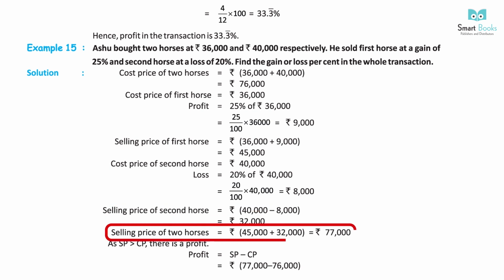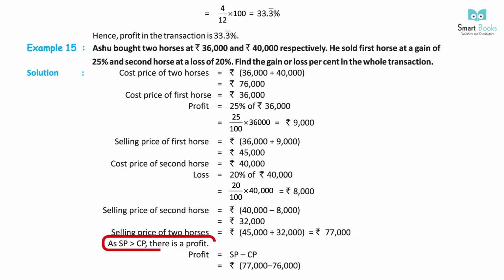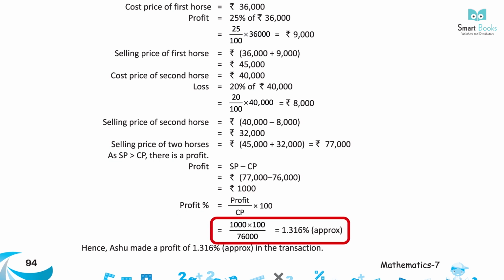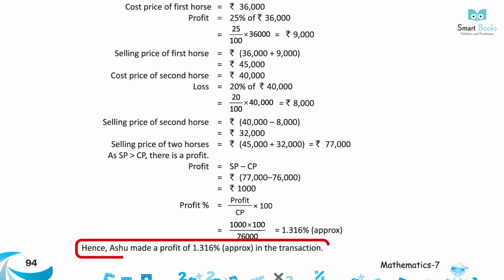Selling price of two horses is equal to rupees 45,000 plus 32,000, is equal to rupees 77,000. As selling price is greater than cost price, there is a profit. Profit is equal to selling price minus cost price, is equal to 77,000 minus 76,000, is equal to rupees 1,000. Profit percent is equal to profit upon CP into 100, is equal to 1,000 into 100 upon 76,000, is equal to 1.316% approx. Hence, Ashu made a profit of 1.316% approx in the transaction.